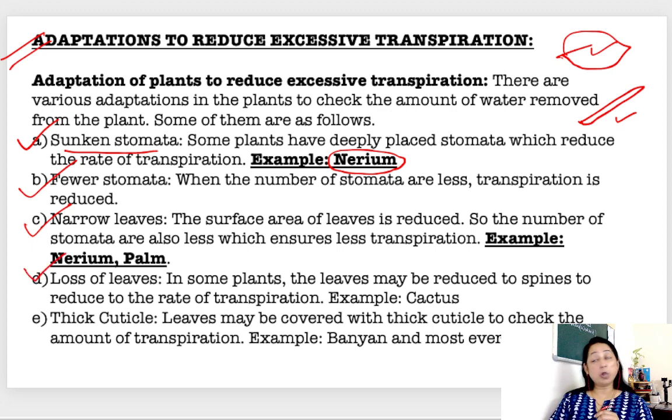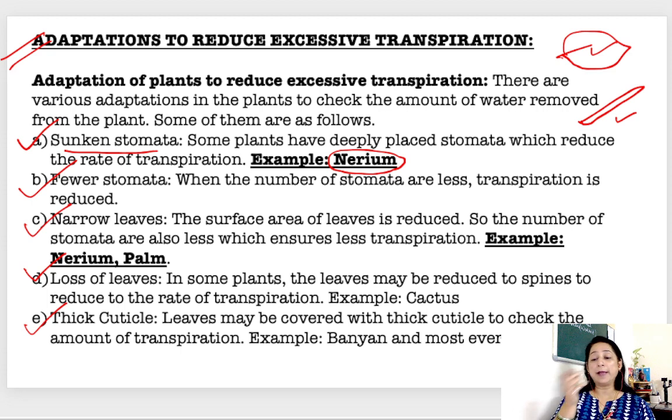Loss of leaves, very few leaves in those plants where the rate of transpiration has to be low, there the number of leaves are less. So number of leaves are less, so less amount of transpiration, because the fewer the leaves, the lower the transpiration, the fewer the stomata, the lower the transpiration. And then is thick cuticle, which we have already discussed, that the leaves, they have a very thick layer of cuticle so that the water cannot be transpired out more frequently or quickly.